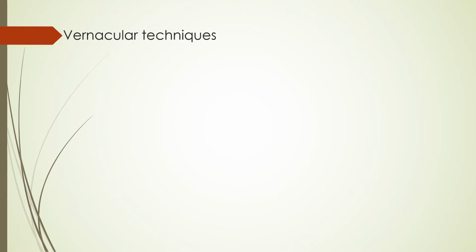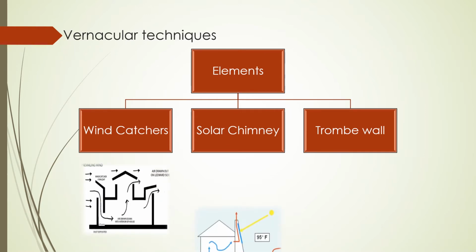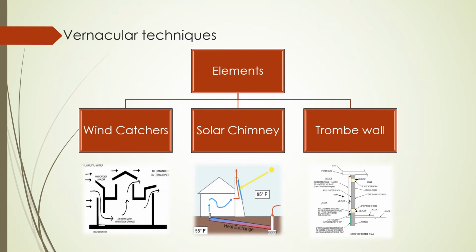Passive design relies on vernacular techniques, condensed as well in the most used elements, which are wind catchers, solar chimney, and the trombone wall. Each element has a different mode of action while responding to the climate, but they're all categorized in the air temperature regulation.